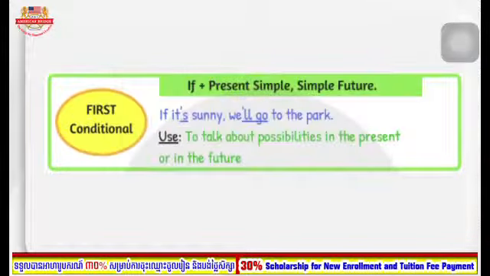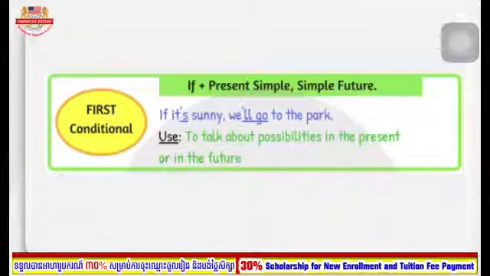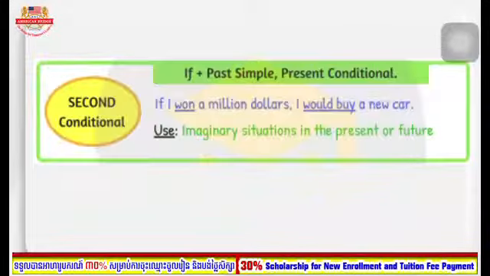Again, the zero conditional: if plus present simple, comma, present simple. It talks about things that are always true, like scientific facts. First conditional: we use the first conditional to talk about possibilities in the present or in the future. Second conditional: imaginary situations in the present or in the future, just what we think about something.